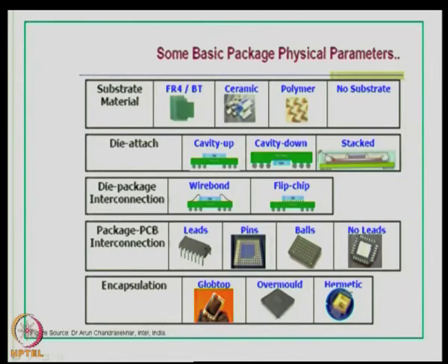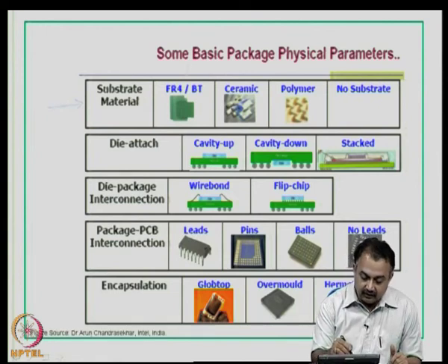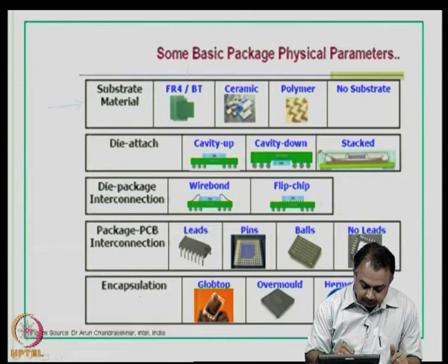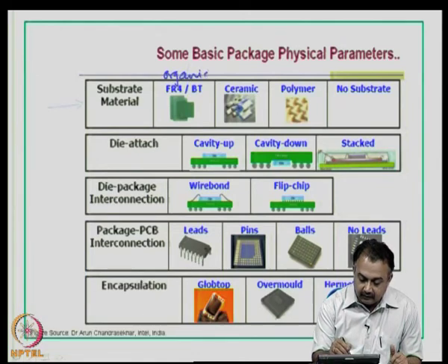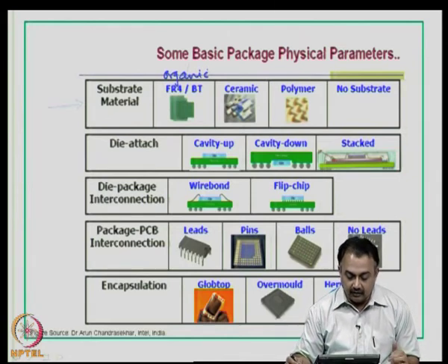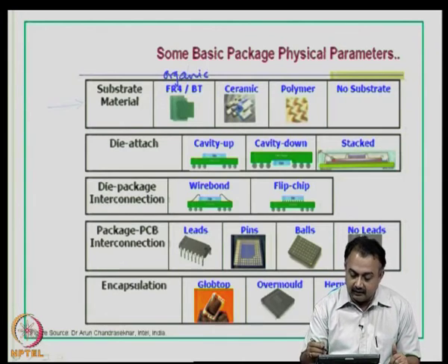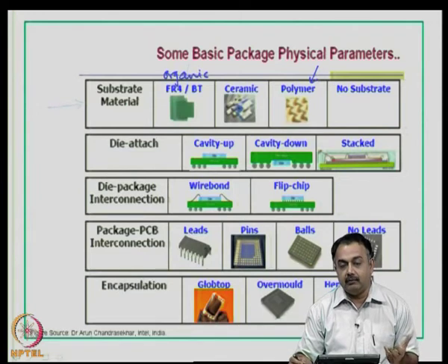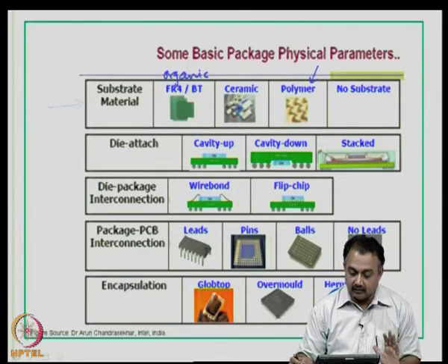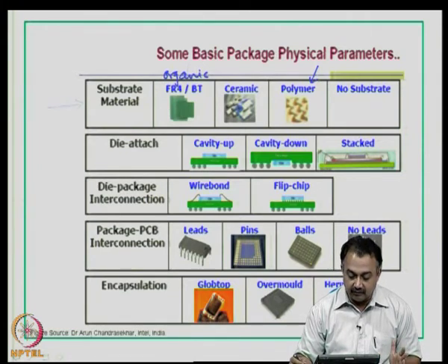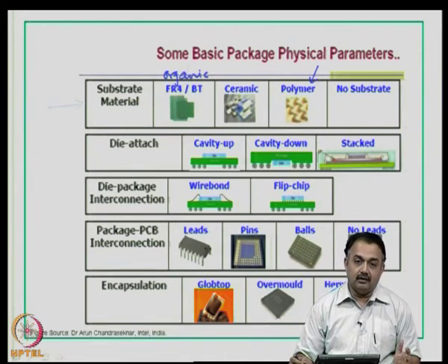Now, we look at some basic physical parameters of the packages. This is like a summary of what we have seen so far. I have introduced you to various substrate materials. We have seen what an FR4 is, this is basically an organic substrate. FR4 is basically a flame retardant class 4 material. Then you know what is a ceramic substrate. Then polymer could mean specific polymers used for specific properties like low dielectric constant and so on. If you are very particular, polymers of different types could be used as a substrate material in the package buildup.